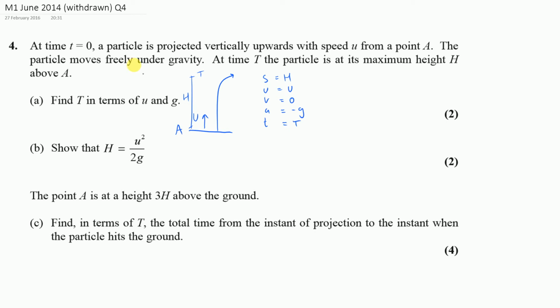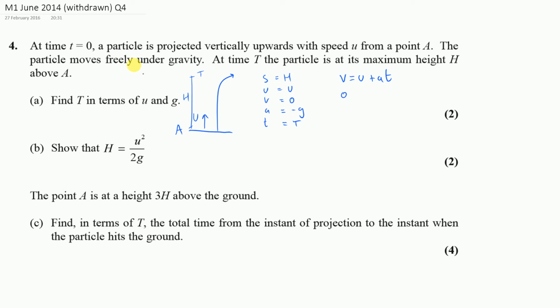For part A, I'm asked to find t in terms of u and g. Now to do that, I'm going to use some sort of SUVAT equation, and as a general rule we always want to pick the simplest equation that we can. In this case I'm going to pick v equals u plus at, because I want some way to link t to u and a.